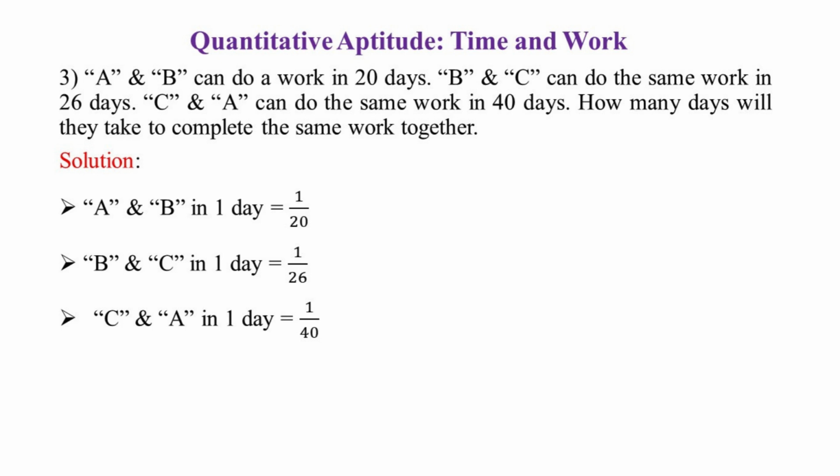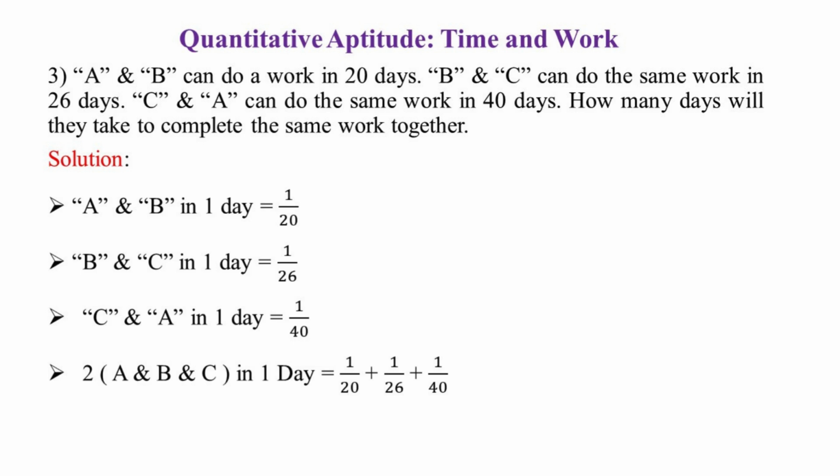Then what we have to do is take all of A, B, C's work. If you see the question, A is coming twice, B is coming twice, C is coming twice. So we get 2 into A, B and C's work in one day. For that we have to add all these three fractions, which is 1 by 20 plus 1 by 26 plus 1 by 40.